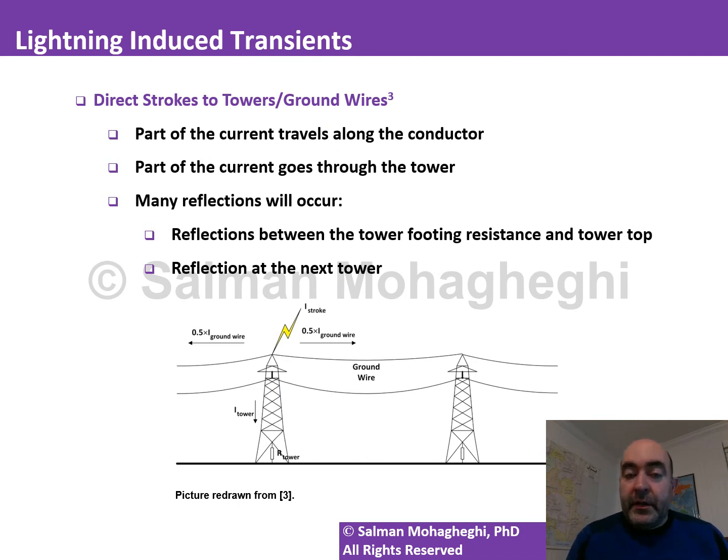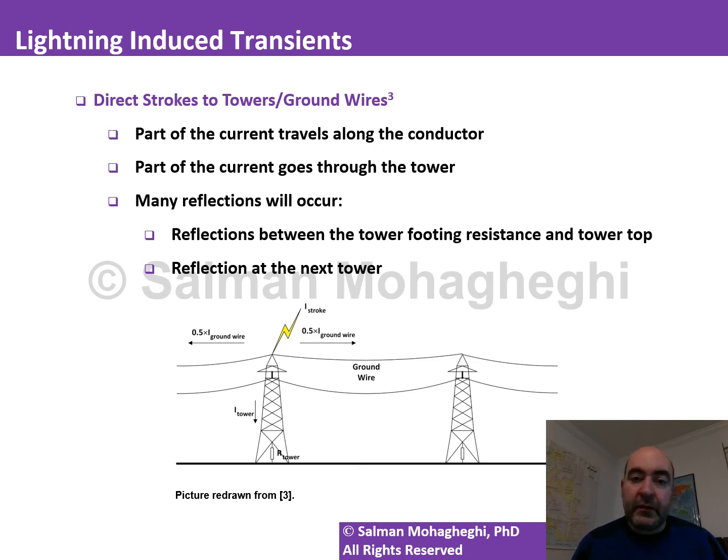Now, there are different scenarios through which lightning can induce transients in the power systems. These would be if lightning strikes a tower directly or the shield wire on top of the tower, or if the lightning hits one of the phase conductors, or if it hits the ground next to the tower, and finally, if we have cloud-to-cloud lightning. And we'll see through the next few slides what the effects of each of these scenarios will be.